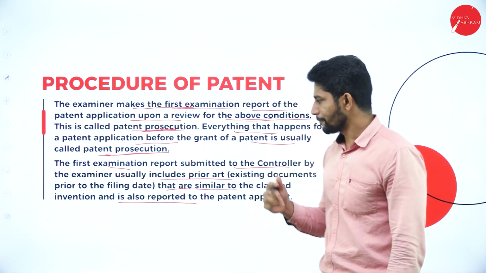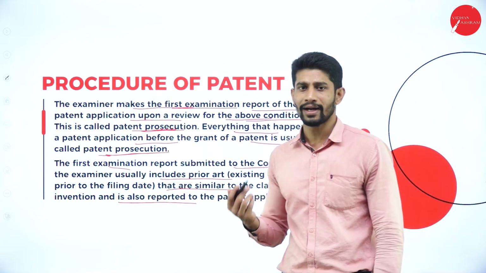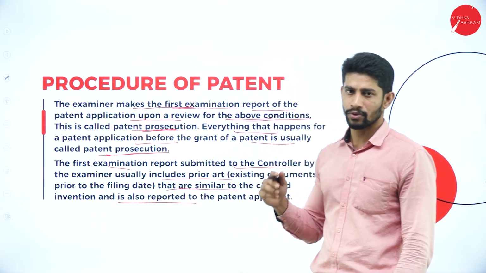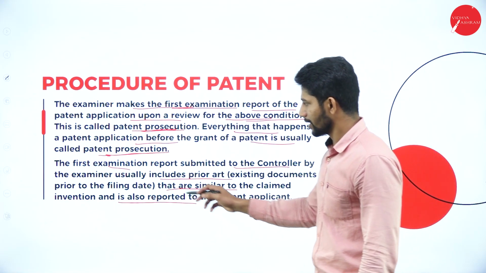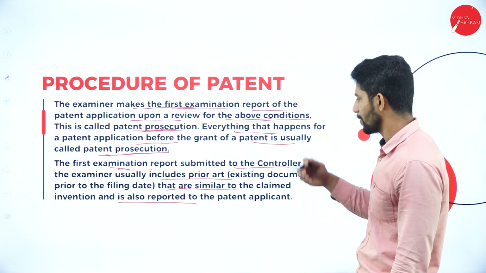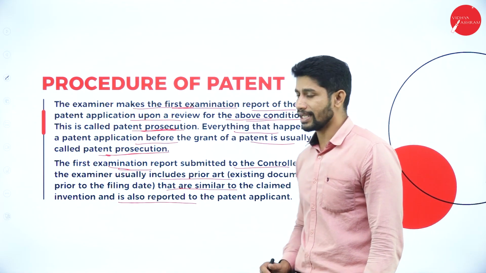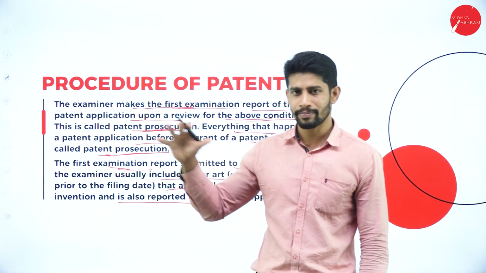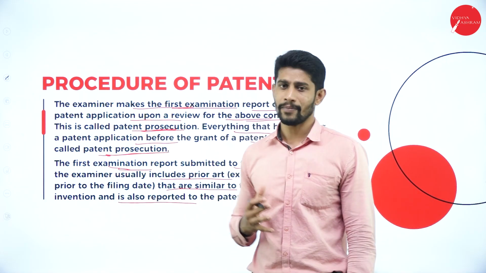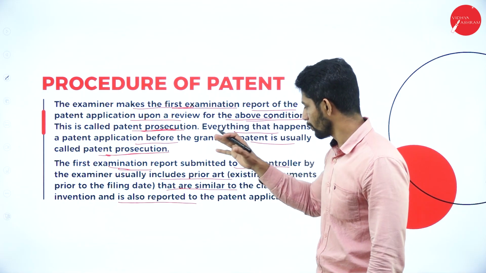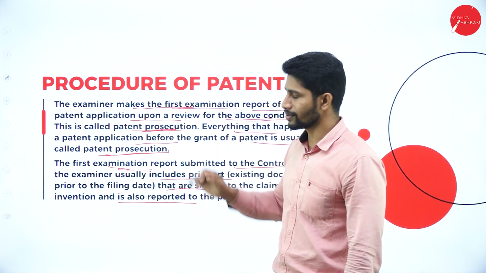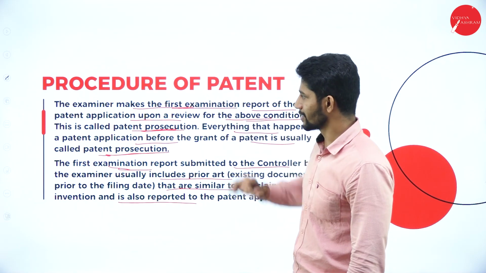So that means after examining all the required things about the invention, the examiner, the person who examined the invention, will submit the first examination report to the controller. The application will be submitted by the examiner to the controller of the Patent Act about the invention, and the same thing will be reported to the person who applied for the patent. So this process will happen in this particular step.